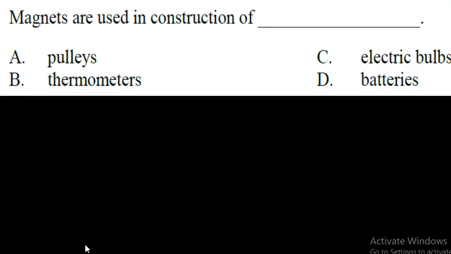The next question: magnets are used in construction of pulleys, thermometers, electric bulb, and batteries. It says this one, obviously pulleys. Remember the crane, where we are lifting heavy objects up. So pulleys, this is just a matter of concept. Remember and try to revise the uses of magnets. There are lots of uses in case of magnets.